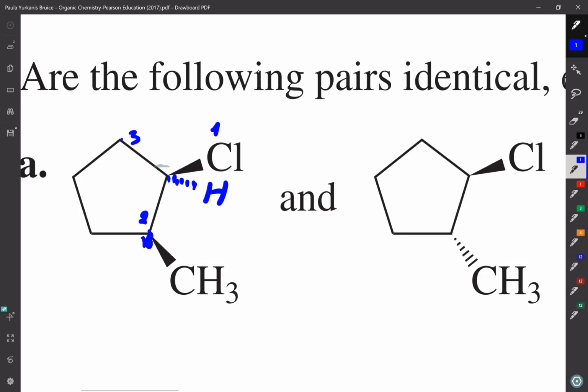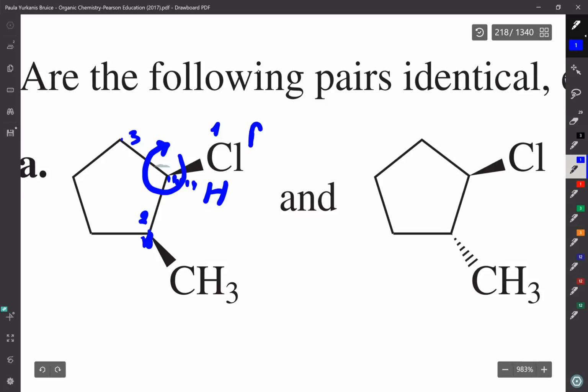So my direction will be this way. That is a clockwise direction. Do you see that? And I will maintain that clockwise direction because the hydrogen is on the back. So clockwise means it's an R. Does that make sense?